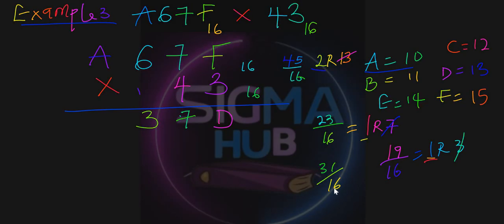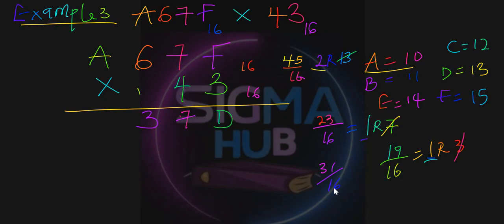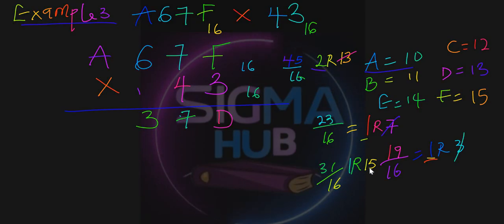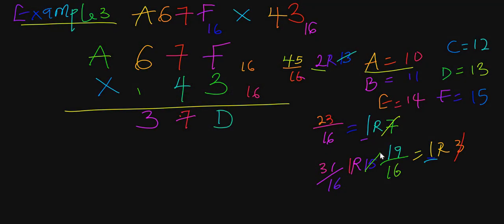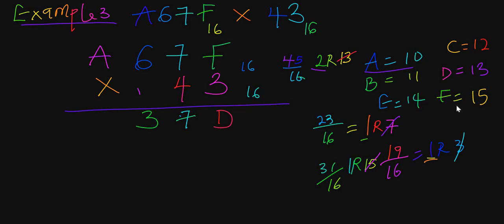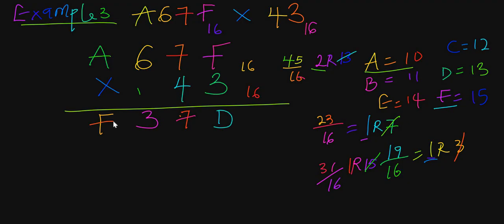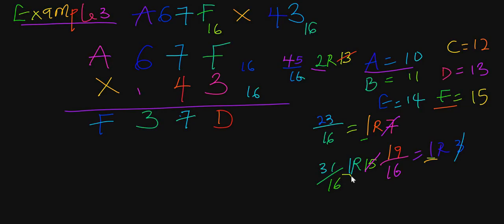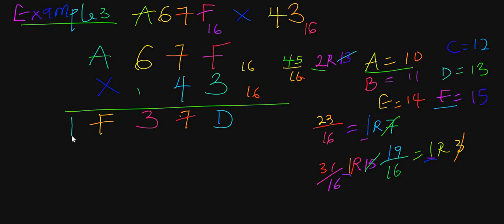I'm dividing by 16 because the base that I'm considering is 16. So it's going to be 1, but in this case, the remainder is going to be 15. So we have 1 remainder 15. Of course, I won't write 15 as in 1 and 5. I'm going to look at the letter representation of 15, which is F. So F is what I'm going to write. And since there's no other number to multiply with, I'm going to write out the 1 that I have there. So we have 1F37D when I multiply by 3.